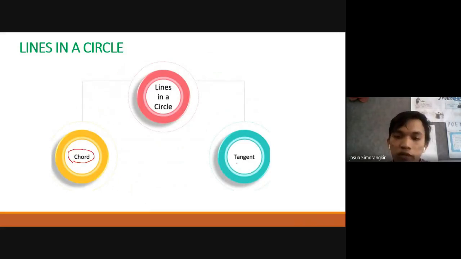So there are only two properties about lines, about circles related to lines. First, let's discuss chord. So what is a chord?